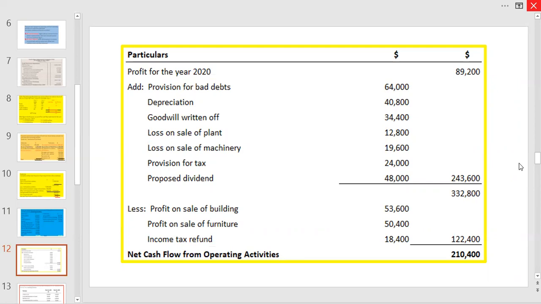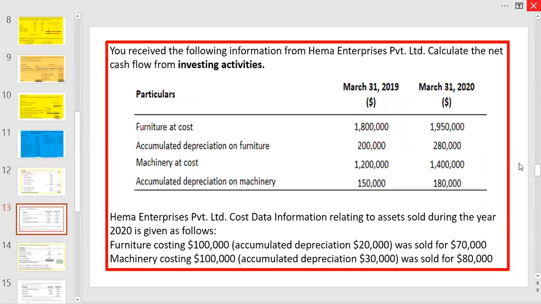If we move on to the next question, we are required to calculate the net cash flow from investing activities. Details of two non-current assets are given here, namely furniture and machinery. As additional information, furniture costing 100,000 with an accumulated depreciation of 20 was sold for 70. Machinery costing 100 with accumulated depreciation of 30 sold for 80. Here, the sale proceeds of furniture and machinery are shown as inflow.